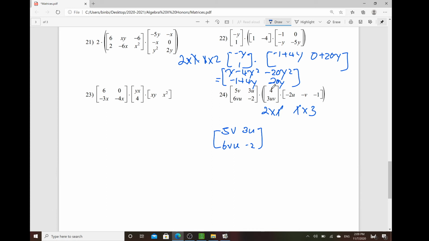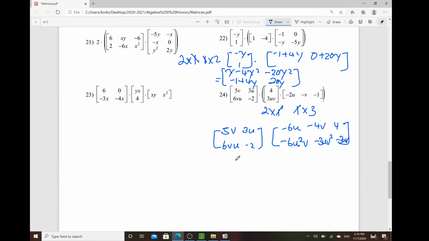So one thing at a time. So 4 times negative 2u, negative 6u. Row times column. So 4 times negative v, negative 4v. 4 times negative 1, positive 4. So that takes care of the first row. Second row. 3uv times negative 2u. Negative 6u squared v. 3uv times negative v. Then that would be considered negative 3uv squared. And then the last entry of the second row, negative 3uv.